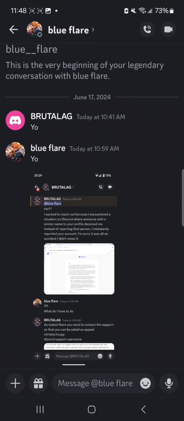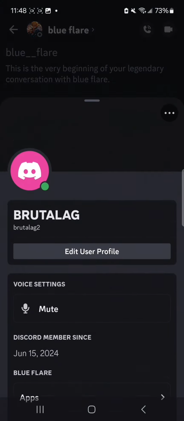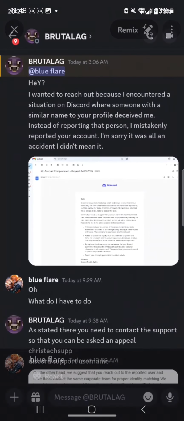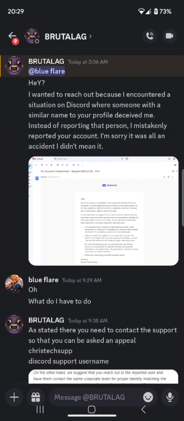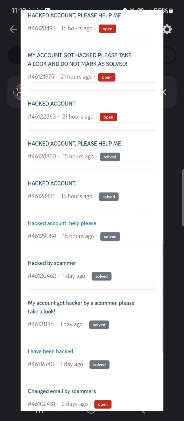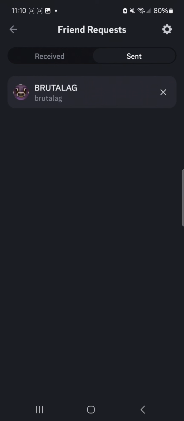And my friend just sent me this. I made a new account, by the way, in the meantime. But my friend sent me this screenshot, and yeah, the hacker's on my account scamming my friends now. And I've contacted support. I've contacted support on two different accounts on Discord, support.com or something like that, whatever it is.